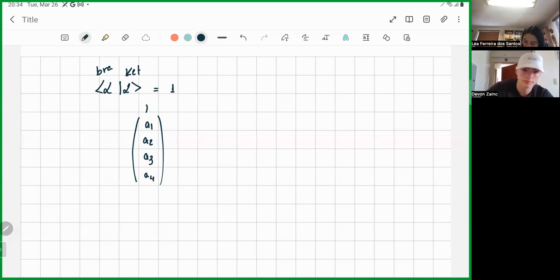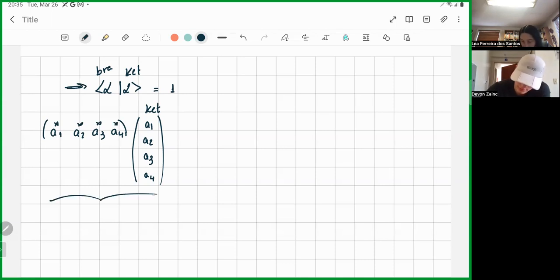Now, the ket is the column vector, while the bra is the row. And we have to be careful because these are all conjugates. So what this notation is telling us, exactly what I wrote here, is the product between the row and the column. And this is going to be the sum, 1 by 1, which if the vector is normalized, will give us 1.